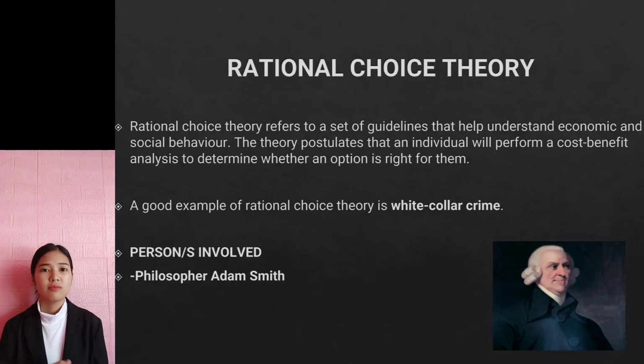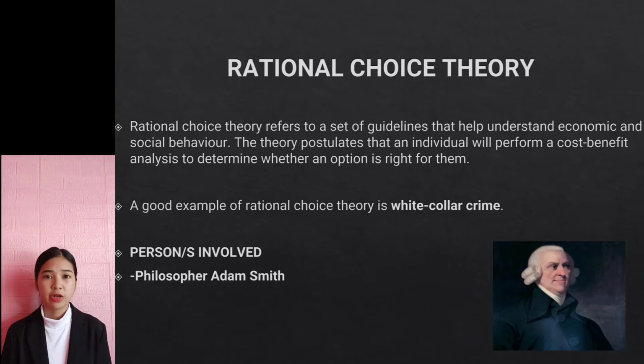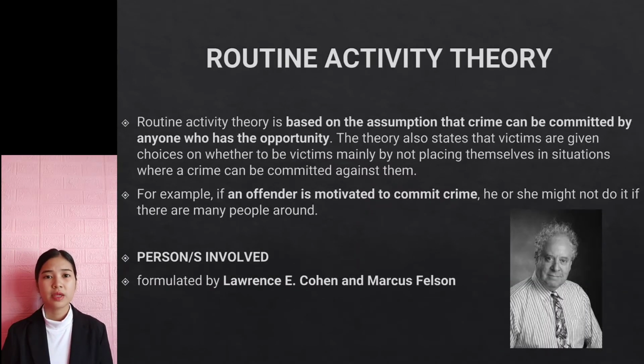So, the person involved here is the philosopher Adam Smith, who is considered the originator of rational choice theory. His essay, An Inquiry into the Nature and Causes of the Wealth of Nations from 1776, proposed that human nature's tendency toward self-interest resulted in prosperity. Second is routine activity theory.